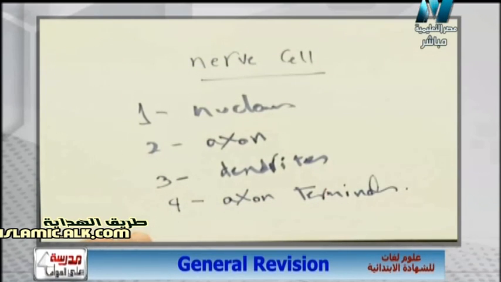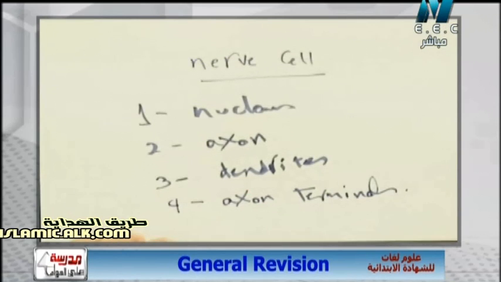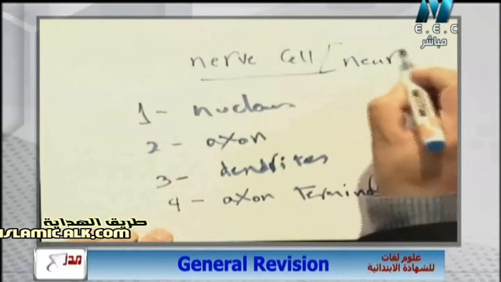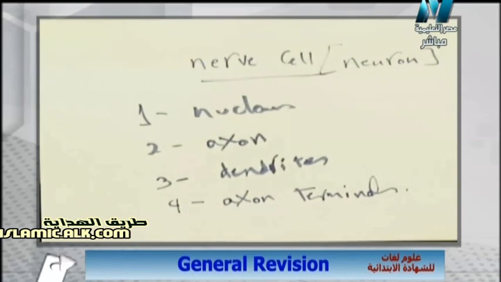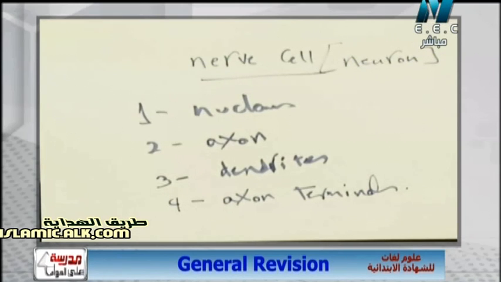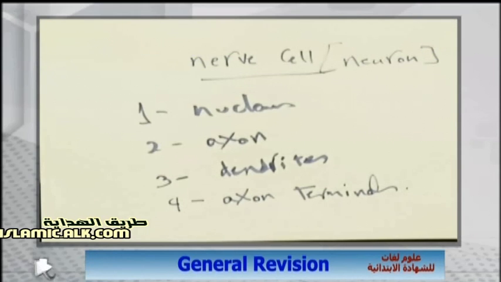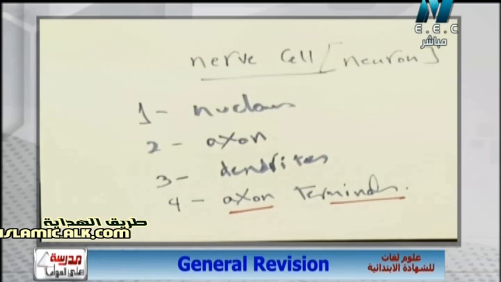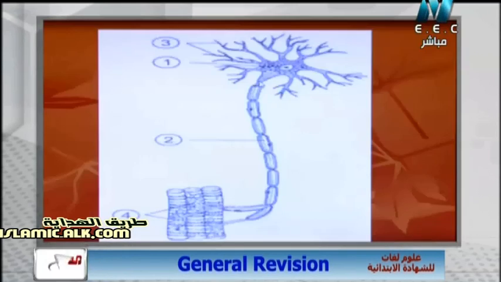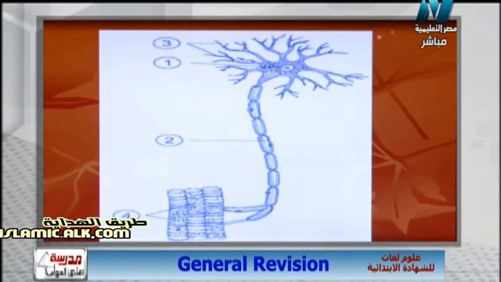terminals. So again, in this picture or in this image, I have the nerve cell or the neuron, الخلايا العصبية. Again, the nerve cell or the neuron, أو بنسميها الخلايا العصبية. It consists of nucleus, number one, axon, number two, and dendrites, number three, and also the axon terminals at last. So again, I have a picture here for the nerve cell. Let us have the image again. Number one, as we see, is the nucleus. Number two is the axon.